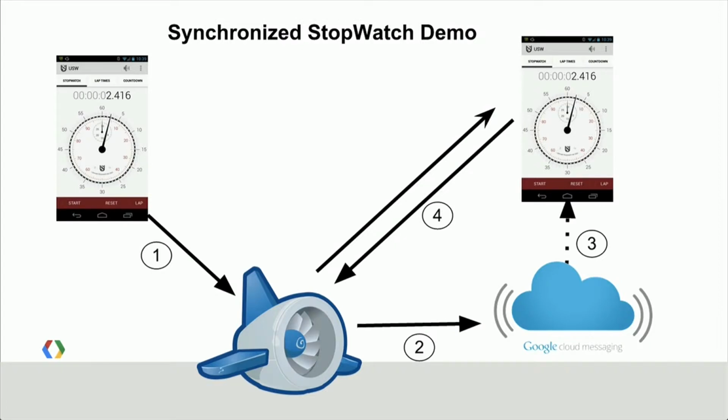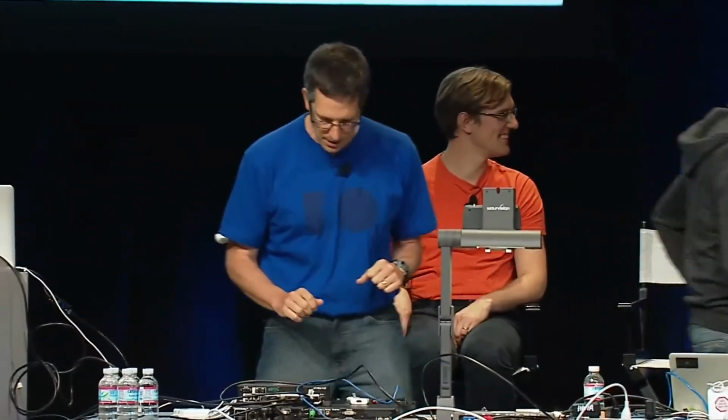So somebody at the front of the race can have the stopwatch. Someone at the end of the race can see exactly the start and stop time of that. In order to do that, one stopwatch will click start. That'll send a REST request up to our server running in App Engine. That will then send a message to GCM. GCM will send a tickle down to another Android application, and then that will do a REST request back up to App Engine and get the actual state. So let's flip over to the demo and see that, which is here.